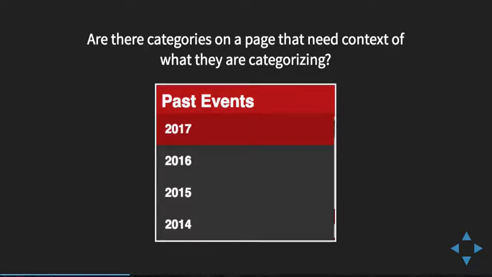Are there categories on a page that need context of what they're categorizing? This is something I've actually seen on sites that I've done where unfortunately the top level menu item was not a link, it was a placeholder. So if I'm tabbing through something and I'm going through the links, I hear 2017, 2016, 2015, 2014, but I'm not hearing past events, right? So I'm not getting that context. I mean, that's just a year. We probably need to know what that year is referring to.